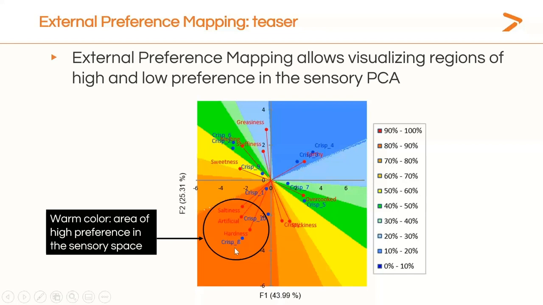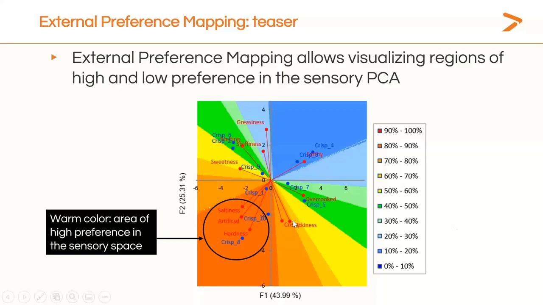Imagine, for instance, you want to create a brand that drives a lot of preference and is very competitive to this brand, crisp number 8. You should be trying to develop something around here. So a brand which has high saltiness, artificial taste, and hardness, and low earthy notes. But maybe you can also try to find other regions in this map that could be interesting.